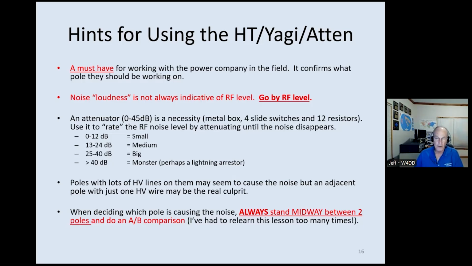One of the things I've learned is poles with lots of high voltage lines in them, they may seem to be the cause of the problem, but it may be an adjacent pole with just one high voltage line on it. So the high voltage wires are antennas. If there's a lot of wire on a pole, it's going to be a better antenna typically. So you have to kind of consider that.